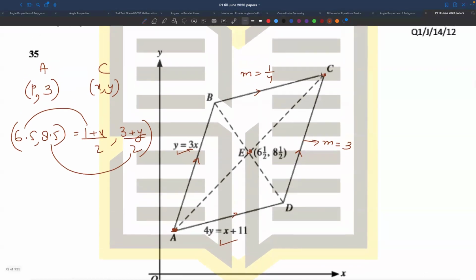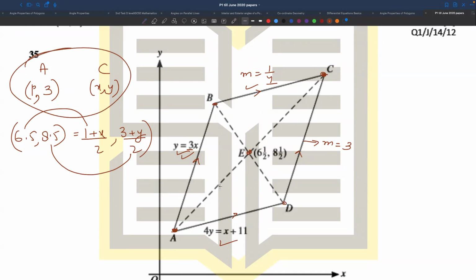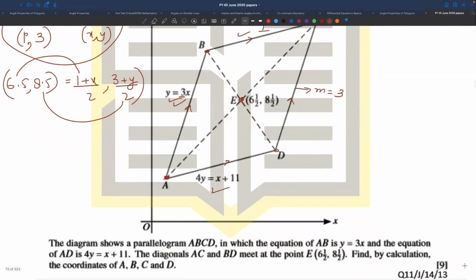Now listen, once you have the coordinates of C, you have the gradient. Can you find the equation of BC? Yes, you can. Once you have the equation of BC and you have this equation, by solving simultaneously you will get B. Once B is found and this is given, D will also come by using the same midpoint method. 9 marker, beta. Got it? Guys, are you clear?